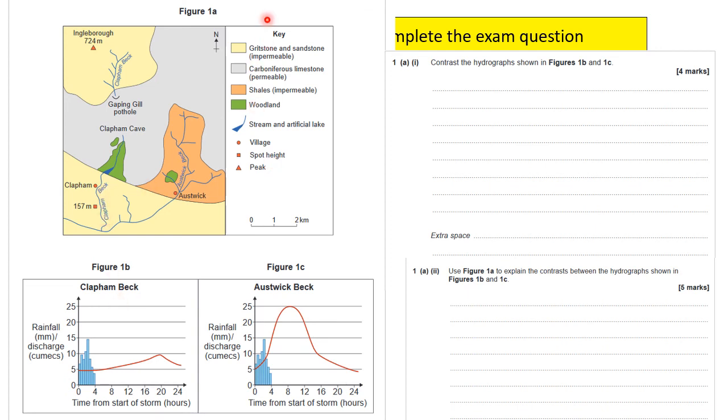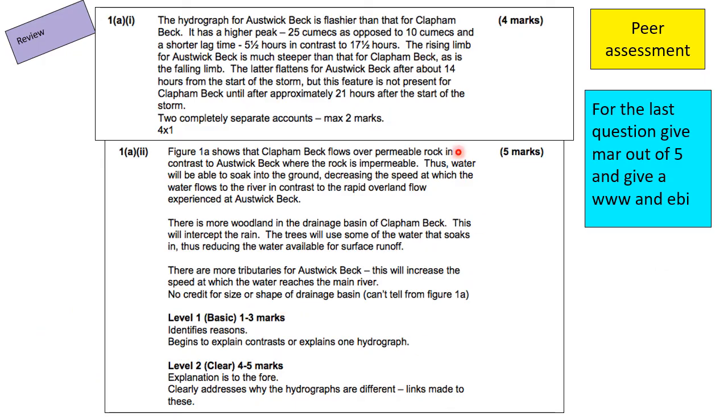So the key here is to look at this key and use it to explain the differences. For 5 marks, I would expect you to talk about 3 different things. That would perhaps be the soil type, the rock type, the woodland, the artificial lake. Pick 3 things, explain them, and you'll be fine. So have a go at that. And if you're interested, what I've got here is a mark scheme and some key information, so you can use that when you've finished to mark it yourself if you want to have a go.